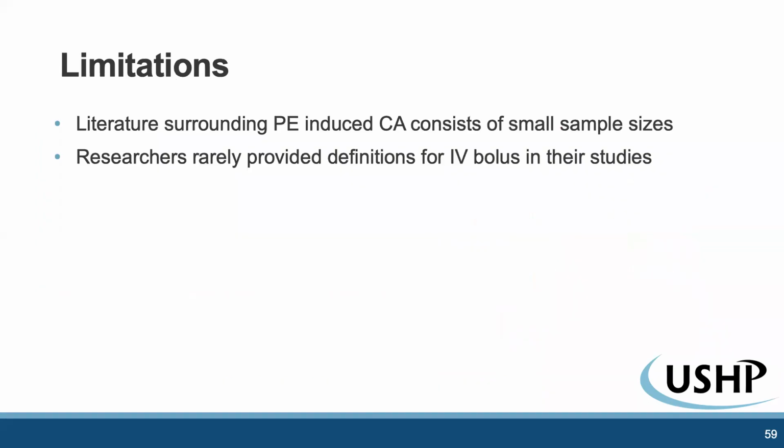And so as a review, we have several limitations from the literature surrounding pulmonary embolism-induced cardiac arrest. Most of the studies consisted of very small sample sizes. And so therefore, we feel like we are unable to justify some of the outcomes, because the studies weren't able to power some of the conclusions that researchers were able to make. And then also researchers rarely provided definitions of IV bolus in their studies. This is a limitation because we were unable to see whether it was an IV bolus given over 1 minute versus 2 minutes versus 3 minutes, and really being able to assess the different dosing regimens throughout.